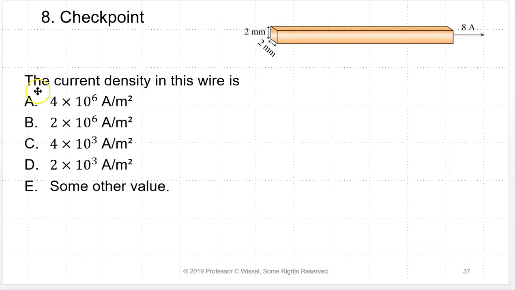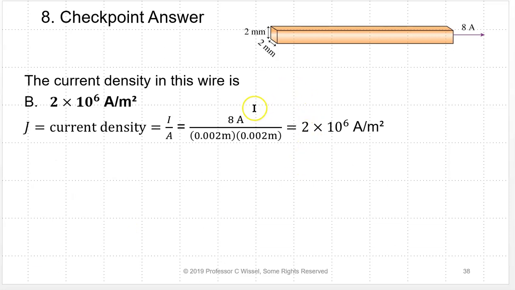Okay, our last checkpoint. The current density in this wire is, now, current density is current divided by cross-sectional area. And you're going to have to convert this area to SI, because it's in terms of amps per square meter. So we take the 8 amps of the current and divide it by 0.002 meters quantity squared, and that is 2 times 10 to the 6 amps per square meter. Thank you.